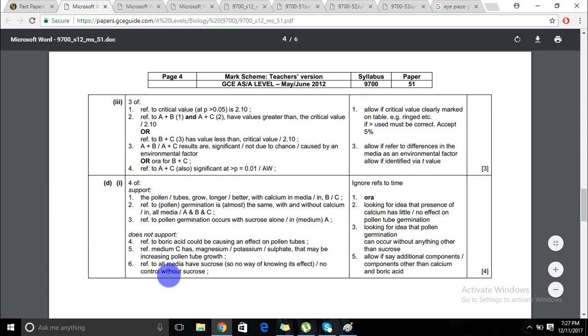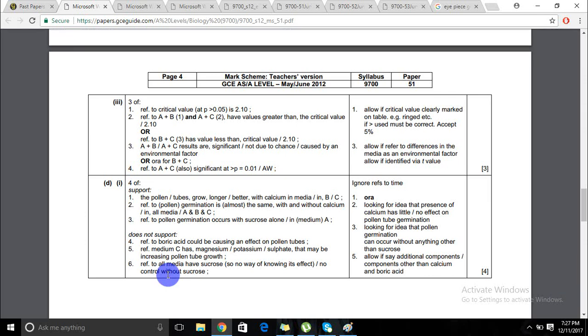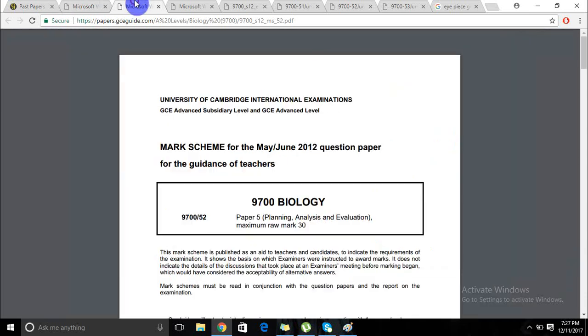1 for this: sucrose is present, not absent in any. Boric acid could be causing an effect, 2 marks. Medium C also has magnesium and potassium sulfate that may be increasing the pollen tube growth, 3 marks. Reference to germination being almost the same with and without, yep, 4 marks. We are looking for an idea that presence of calcium has little to no effect on the pollen germination.